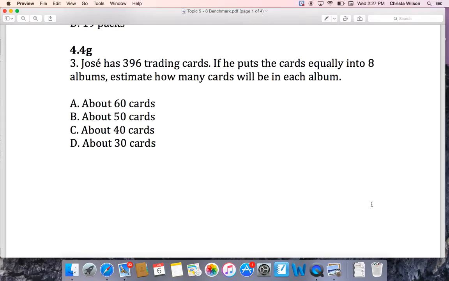Number 3. Jose has 396 trading cards. If he puts the cards equally into 8 albums, estimate how many cards will be in each album. A. About 60. B. About 50. C. About 40. D. About 30.